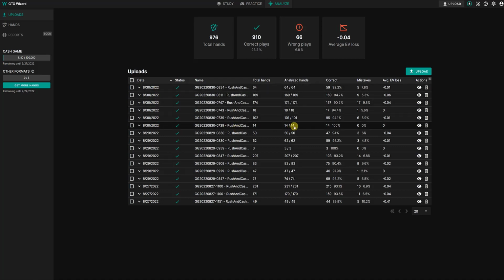And if we look at how many correct moves I made, in that lot of hands, only 14 I made 100% correct moves and 0 mistakes, which is nice to see. Others, there were some mistakes, but a minimal loss of EV. So let's have a look at this one with an EV loss of 0.06.